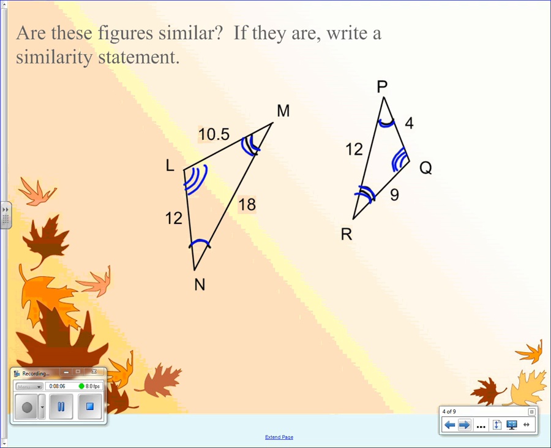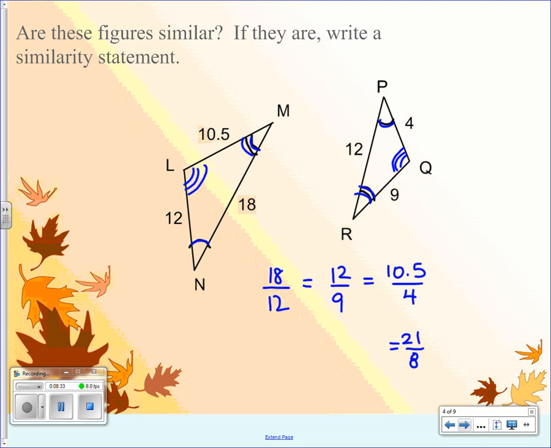So again, we're going to start with the longest side, 18, over the longest side of the smaller triangle, which is 12. With the medium sides, 12 over 9. And finally, the shortest sides, 10.5 over 4. Now, we know that we don't like having decimals in a ratio, so we're going to change that. We'll multiply both of those by 2 to 21 over 8. And we're going to reduce these and see if these are equal.